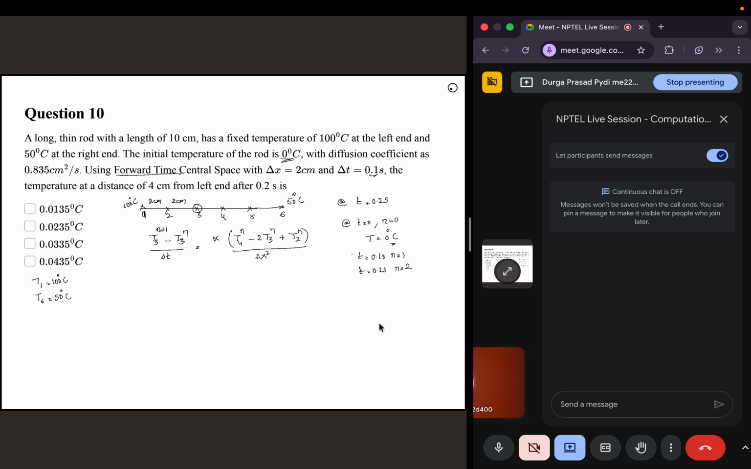So all you have to do is apply this equation multiple times and then we'll solve it. Maybe I'll show you some code. So implementing that will be a little straightforward.